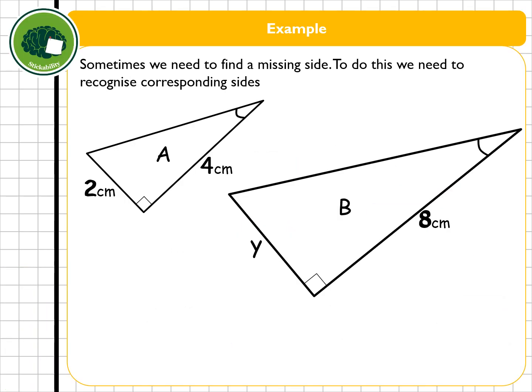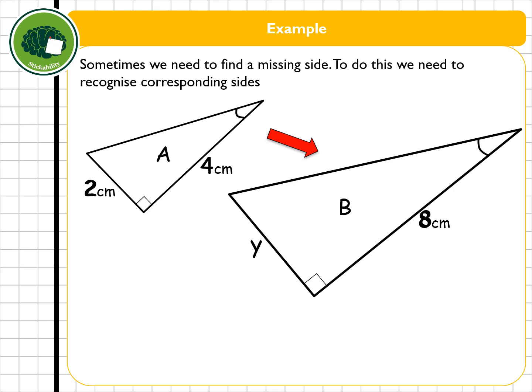Let's try an example. Sometimes we need to find a missing side. To do this, we need to recognise our corresponding sides. Now, this is a simple example. It's really clear to see that 4 matches with 8 and 2 matches with y. Because my unknown side, that y, is on triangle B, I know I need to find a scale factor that takes me from A to B.